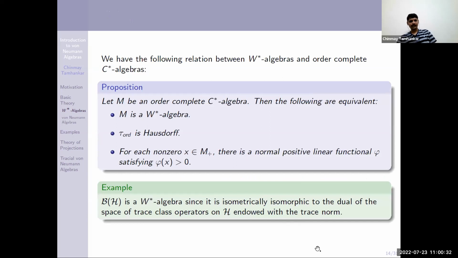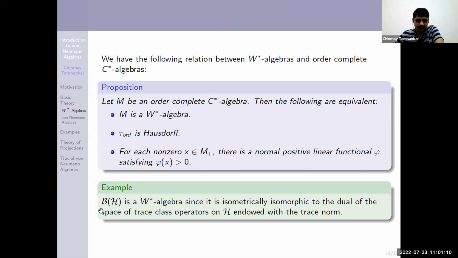So we have the following relation between W star algebras and order complete C-star algebras. An order complete C-star algebra is a W star algebra if and only if the topology tau word on it is Hausdorff. So this is the technical condition which I had mentioned, which gives us a great other property that we want. And equivalently, for any non-zero positive element X of M, there is a normal positive linear functional phi on M, which maps this X to a strictly positive real number.